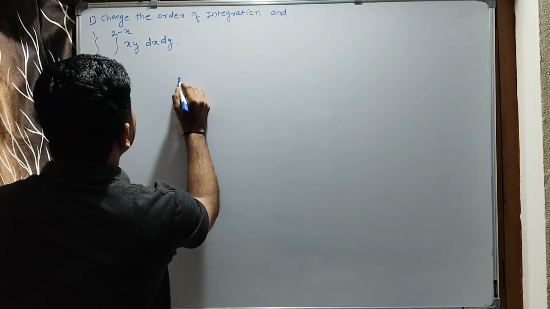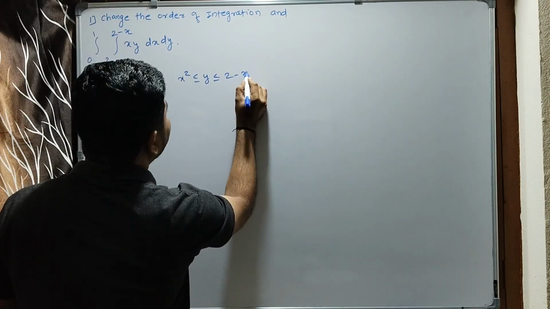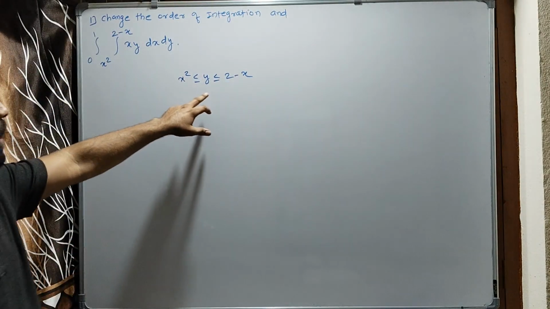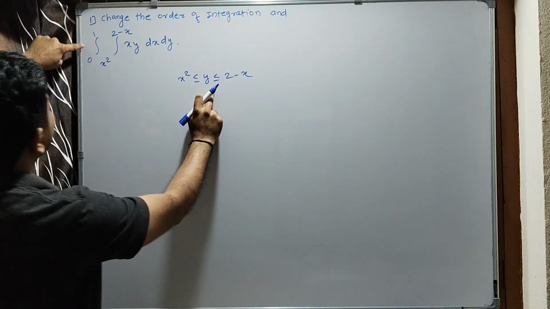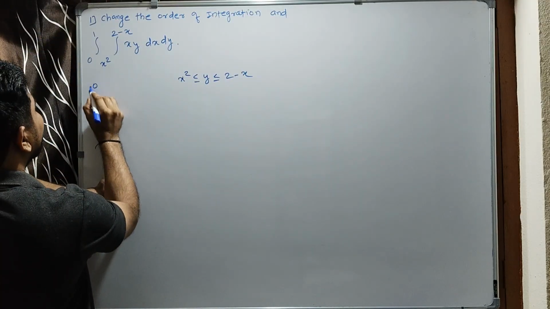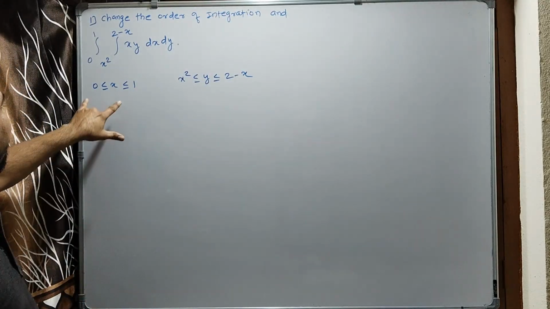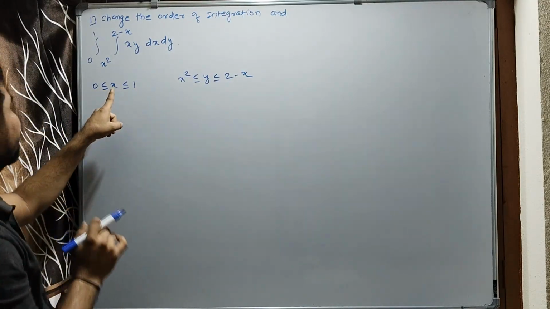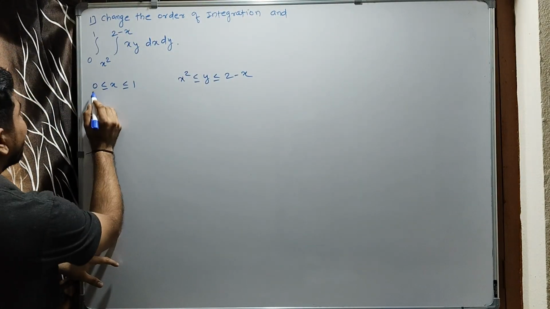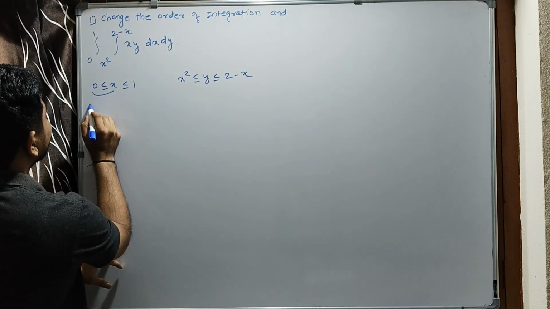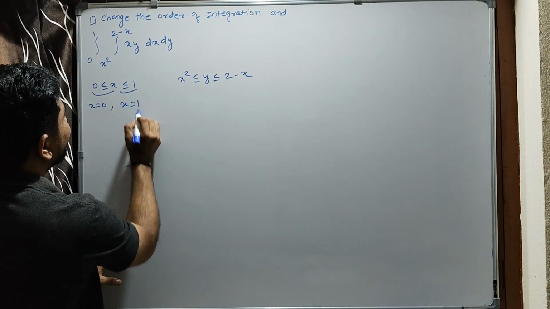So I will take x square less than or equal to y less than or equal to 2 minus x. The value of y belongs to this closed interval x square to 2 minus x, and if this is the value of y, then that must be the value of x. Therefore 0 is less than or equal to x, which is less than or equal to 1. Now come to the first closed interval. This means x takes all the values from the closed interval 0 to 1. At the left end of this closed interval, x must be 0, and at the right end x must be equal to 1.